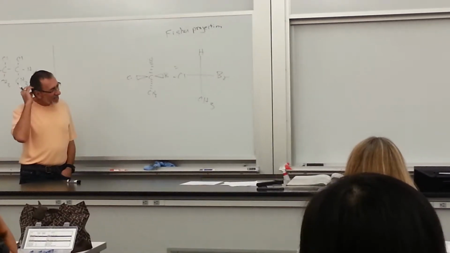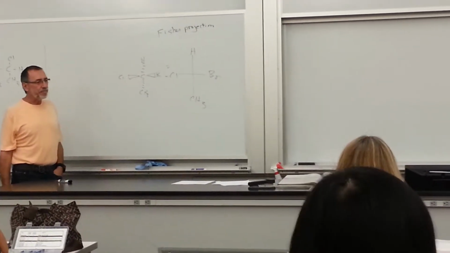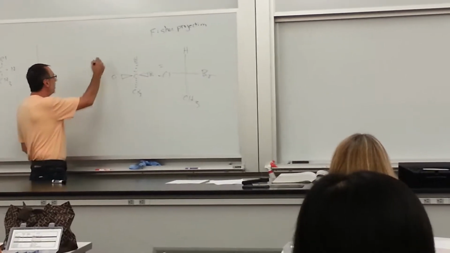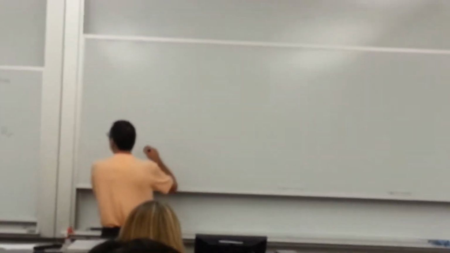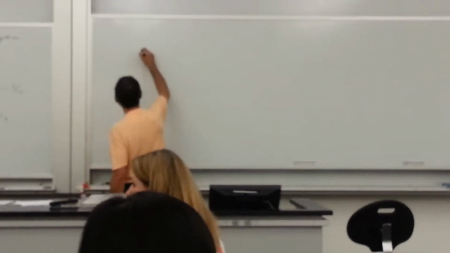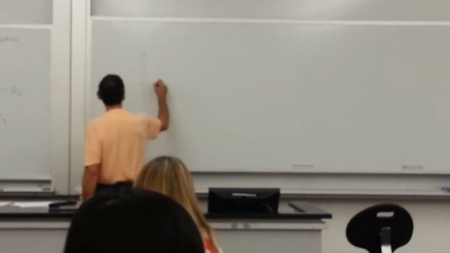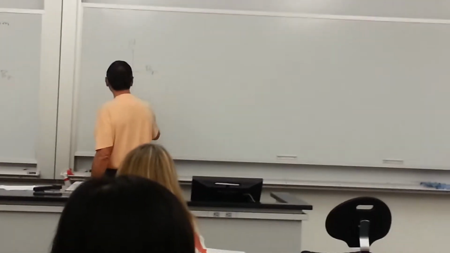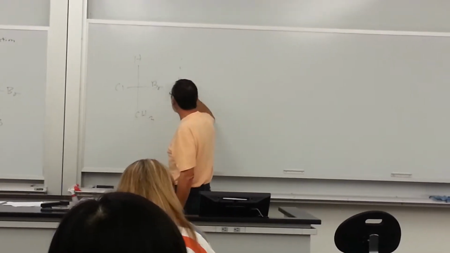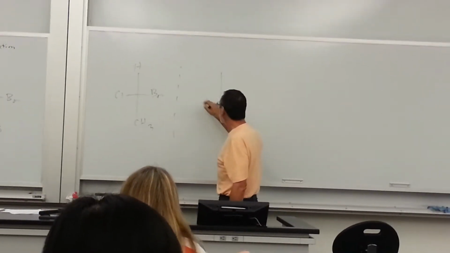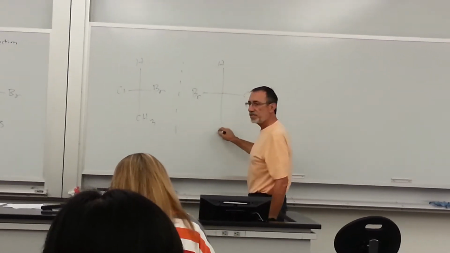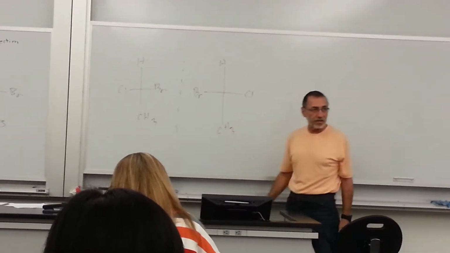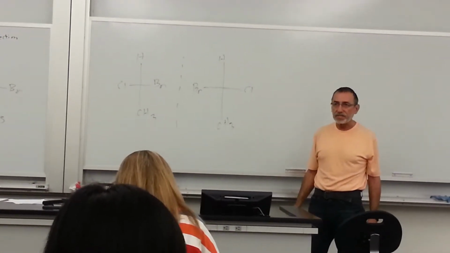If we are going to express these as mirror images, then with a Fischer projection like this, for example, we have H, we have Br, we have Cl, we have CH3. Now if you're going to write the mirror image, all you have to do is this: Br, Cl, H, CH3. So this is the mirror image. Everybody okay with this? Any questions?